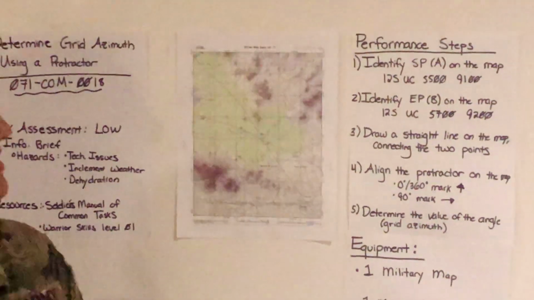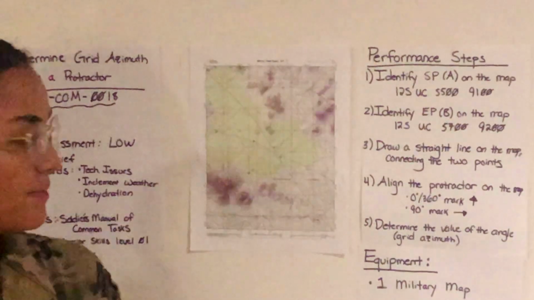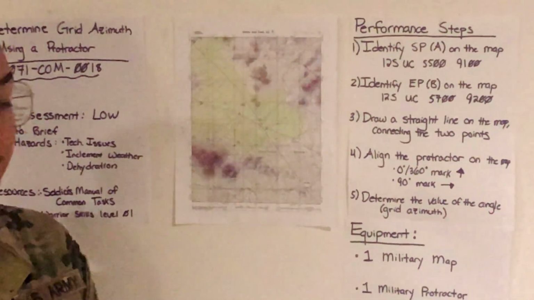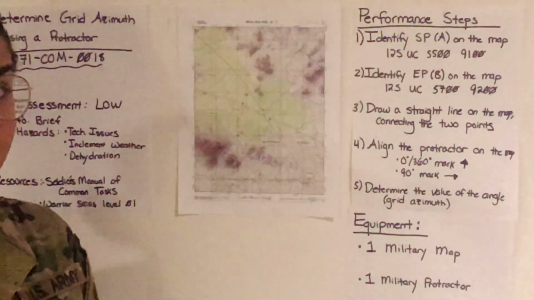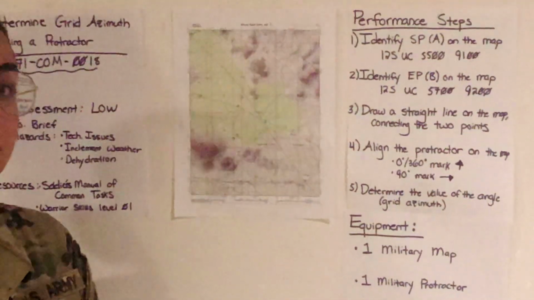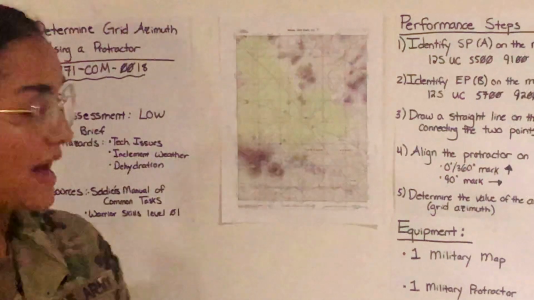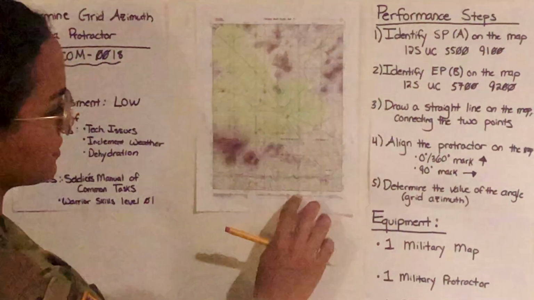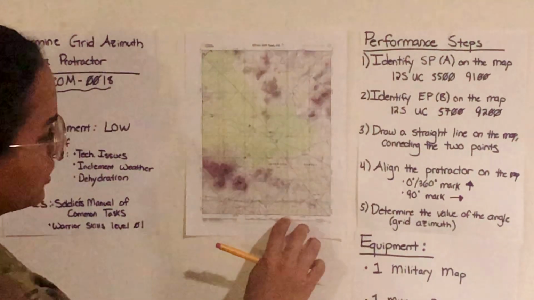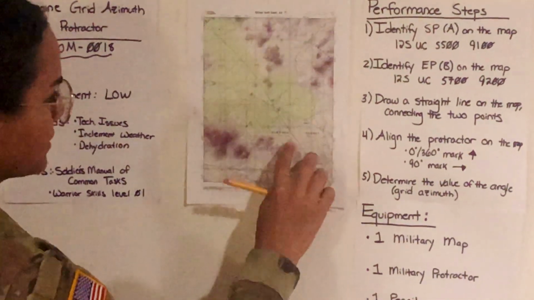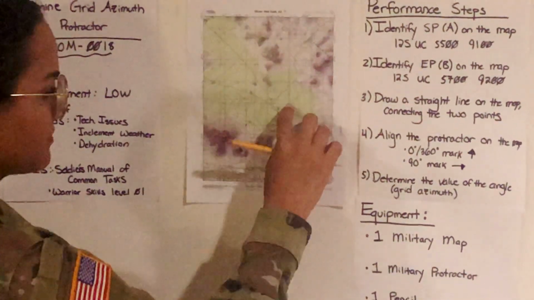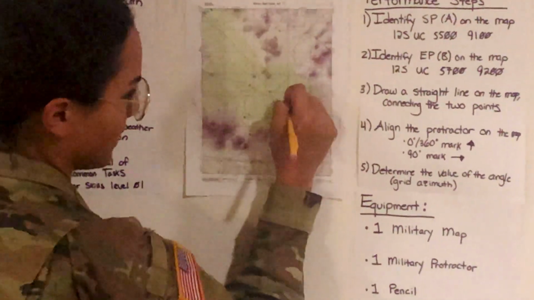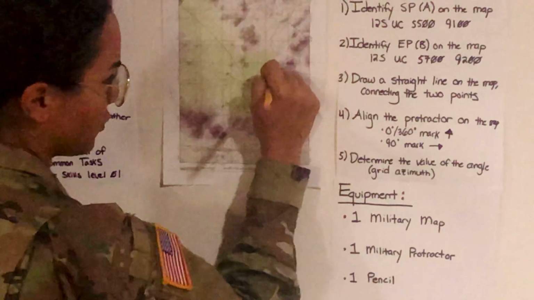Our second step is identifying the ending point Bravo on the map. The grid coordinates for that are 12S UC 5700 9200. So we can do the same that we did for the starting point, where we'll plot this on the map. So let's find 5700, remember right and up. So here's 57, and then 9200. So we'll go up to 92, and that's 5700, 9200. So we can go ahead and mark that on the map, and remember that is our ending point Bravo.